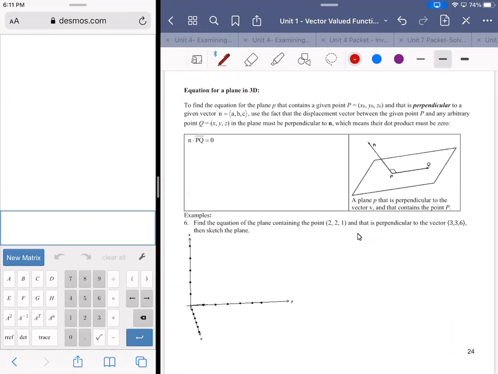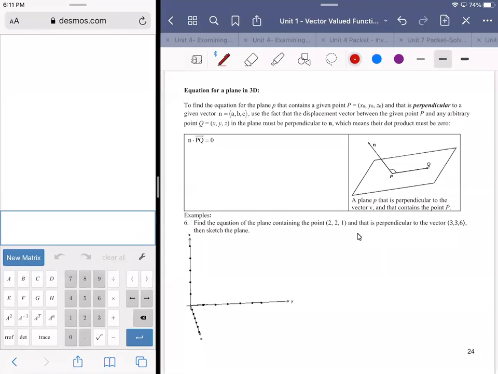So kind of similar to the idea of a line, you're going to have a fixed point, and we want to be perpendicular to a given vector. Whereas with a line you want to be parallel to a given vector, for a plane we actually want to be perpendicular to a given vector. That vector that we're perpendicular to, we call the normal vector.